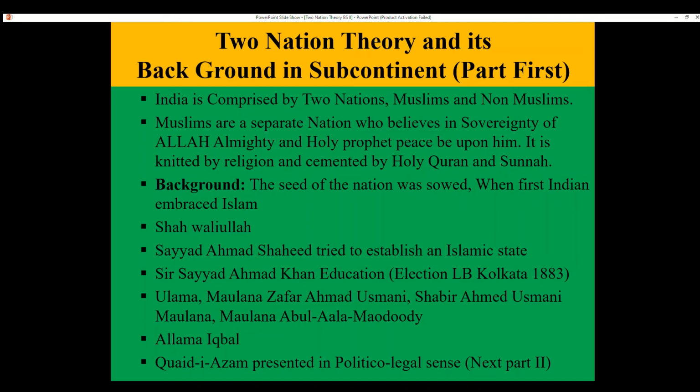So he contributed towards the philosophy of the two-nation theory in his books Masla-e-Qawmiyyat and Islami Riyasat. He talked about the establishment of an Islamic State, and he was of the opinion that the Islamic State is a religious need of the Muslims.